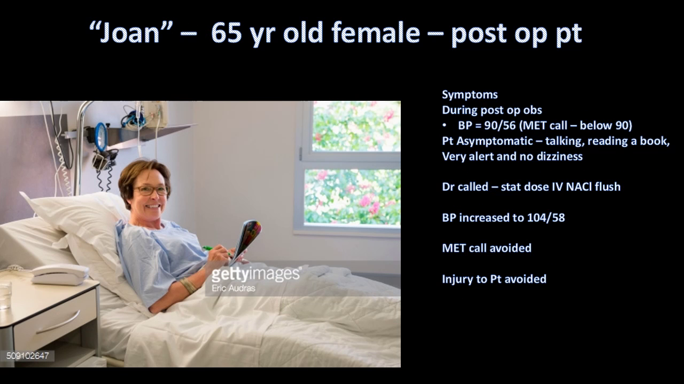This is Joan. Joan is a 65-year-old female admitted to the hospital for surgery. She's a post-op patient and has only returned from the operation in the last hour. During her post-op observations, it was noted that Joan's blood pressure was 90/56. Usually you would call the medical emergency team if the systolic blood pressure was below 90.